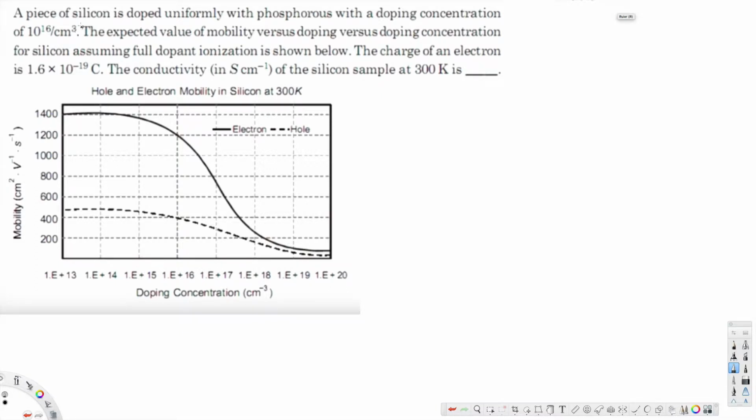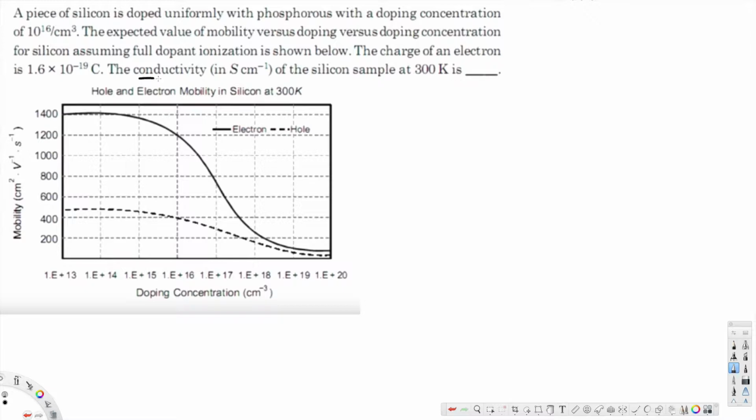Let's look at this problem right here. This question is asking: a piece of silicon is doped uniformly with phosphorus with a doping concentration of 10 to the power 16 per centimeter cube. The expected value of mobility versus doping concentration for silicon, assuming full dopant ionization, is shown below. The charge of an electron is 1.6 times 10 to the power minus 19 coulomb. The conductivity of silicon sample at 300 Kelvin is what?